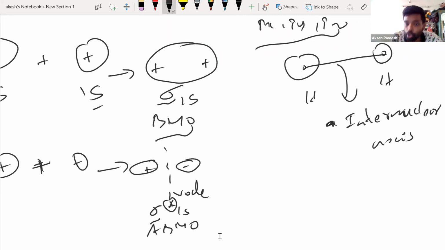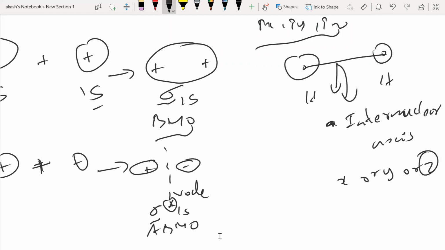Now it is up to you to choose which can be the internuclear axis. It can be X or Y or Z. There is no restriction like that. But by convention, what everybody uses is Z. We say that Z axis is the internuclear axis, that means the line connecting the 2 nuclei.